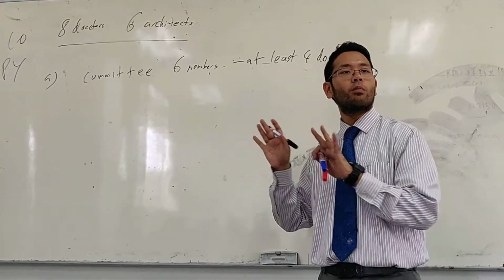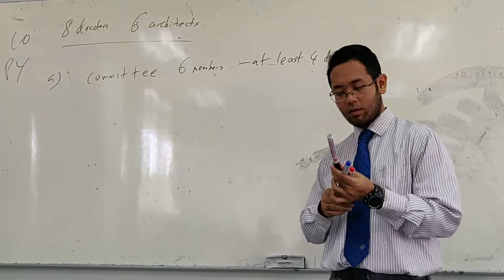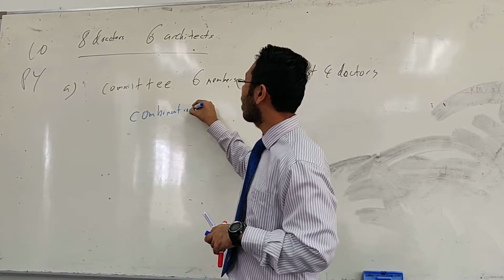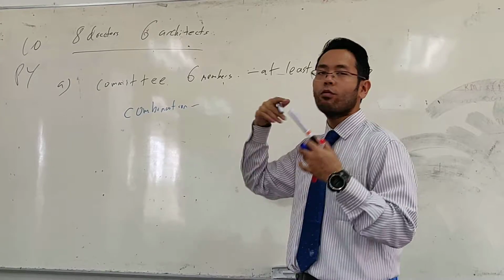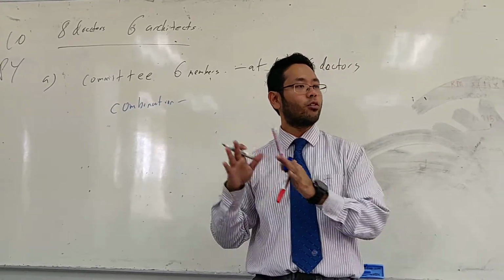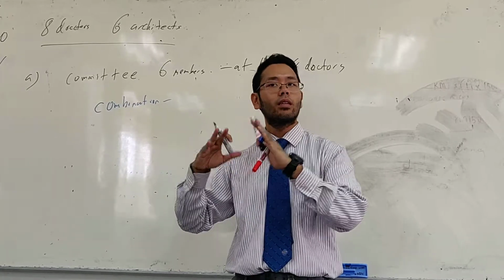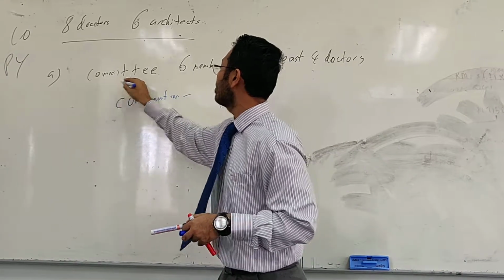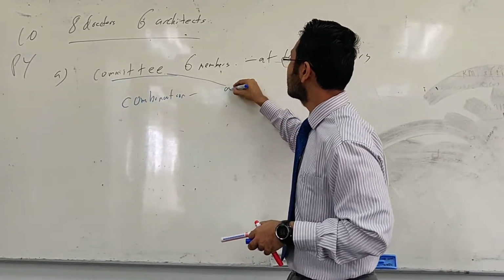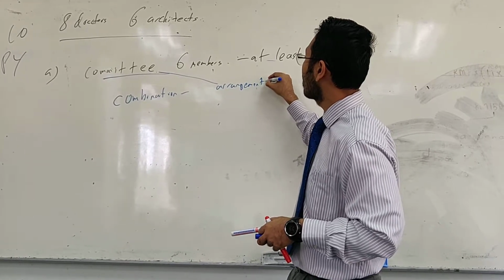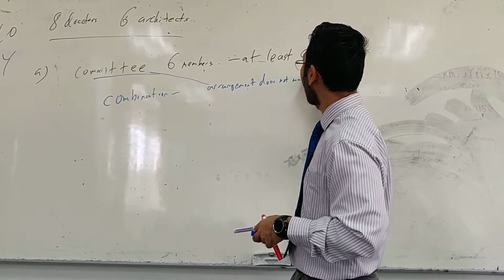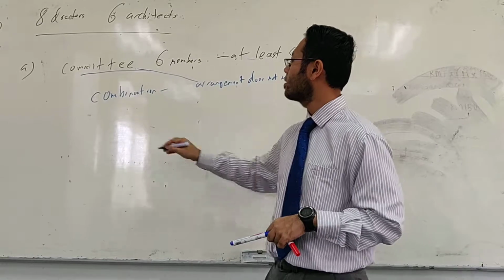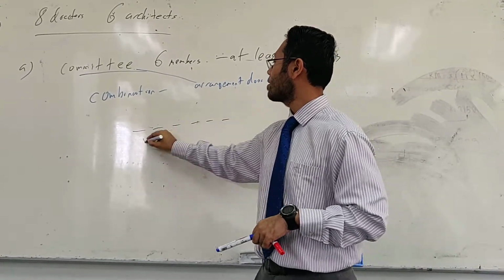So is it combination or permutation? Combination. Why is it a combination? Because when you want to form a committee, it does not have any post, right? So that means the arrangement does not matter. So here, for a committee, arrangement does not matter. For 6 members, that means how many places? 6 places.